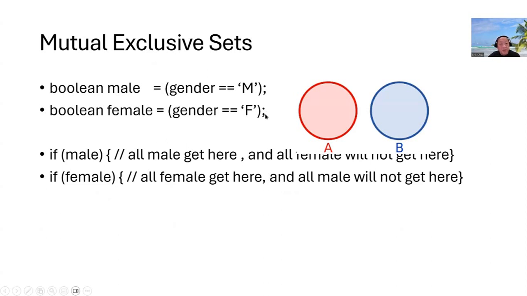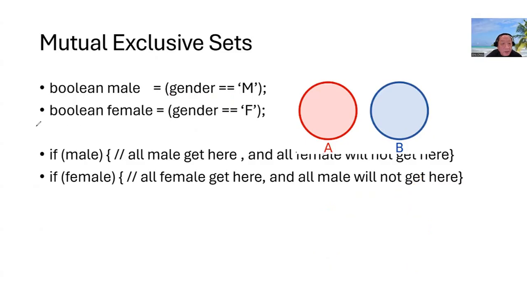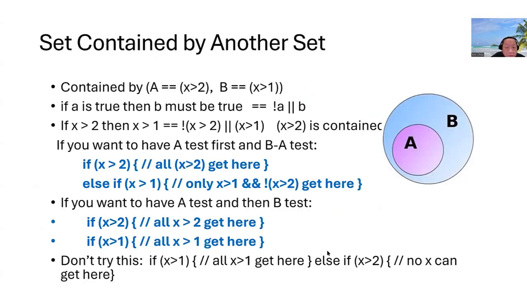Sometimes the sets can be exclusive sets, such as male and female. So it's impossible for the two sets to have an intersection. Even though biologically there may possibly be someone who is both male and female, let's think about the general case. It usually doesn't happen that way. You are either male or female.